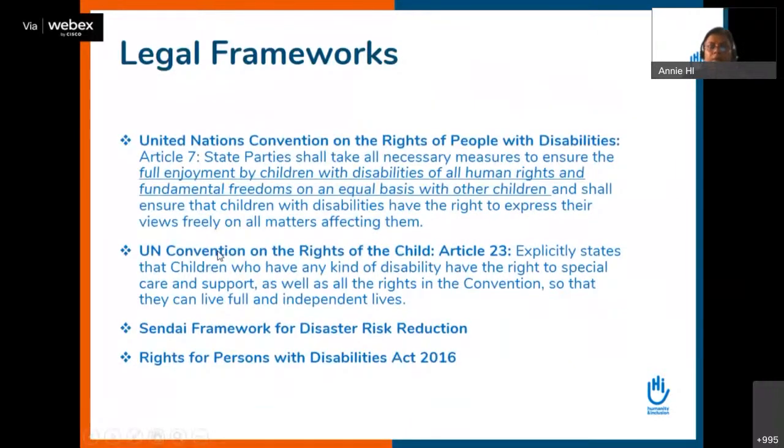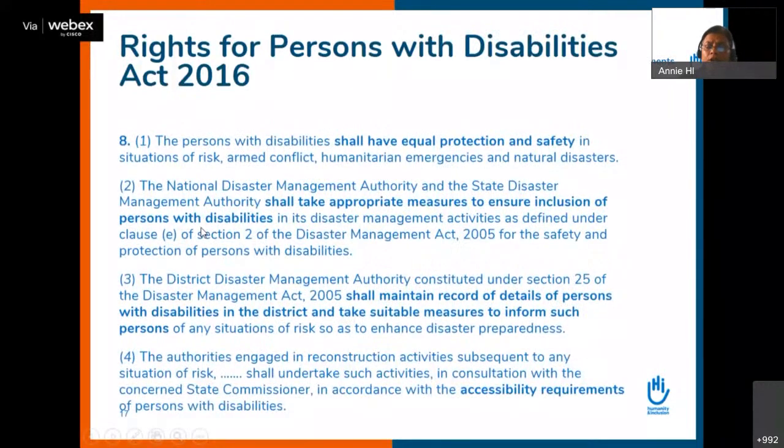Moving on, to do this, what is available with us? We have legal frameworks. We have the policies, we have the legal frameworks, both at international level as well as national level. At the international level, you have the United Nations Convention on the Rights of Persons with Disabilities. You have the CRC, that is the Convention on the Rights of the Child. You have what we call the Sendai Framework. And at the national level, you have the Rights of Persons with Disabilities Act 2016.